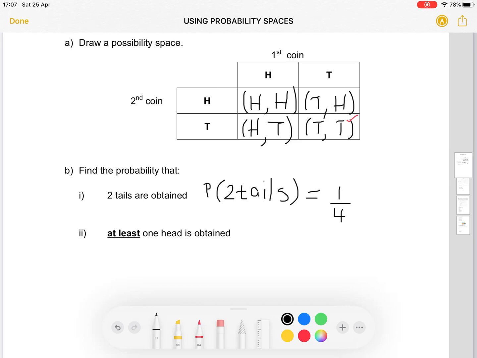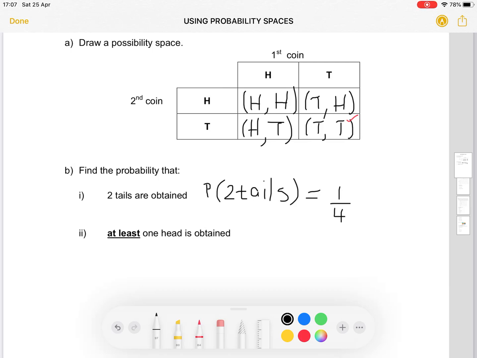Now, the second question. At least one head is obtained. Find the probability that at least one head is obtained. Now, the phrase at least means one or more. Wherever you find an outcome with one head, that is considered correct. It is considered a good outcome. When you have more than one head in an outcome, it is considered good as well because at least means one or more.